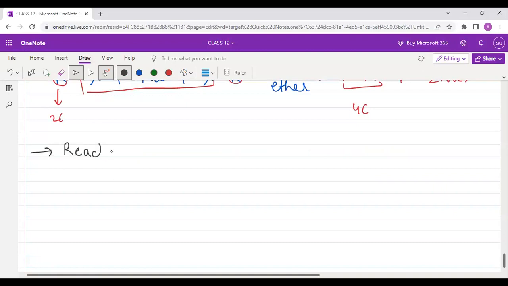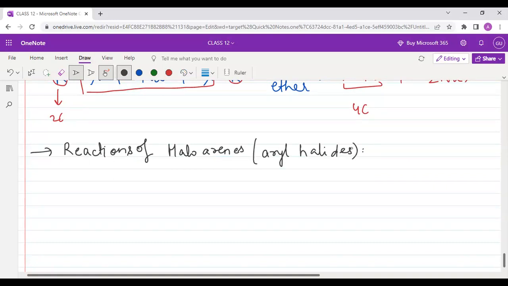Now next we'll discuss reactions of haloarenes. What are haloarenes? It's the same as haloalkanes but with a benzene ring. Yes. So the other name of haloarenes is aryl halides. That means the halogen atom is directly attached to the benzene ring. Fine. Okay.